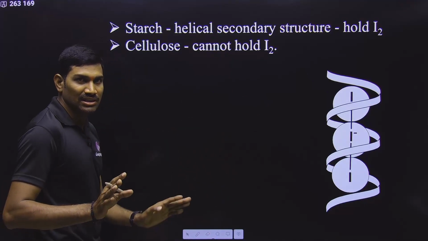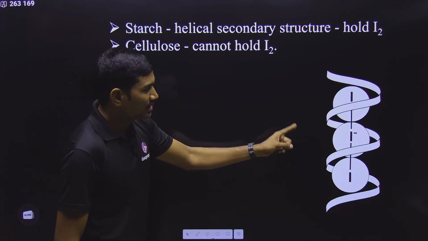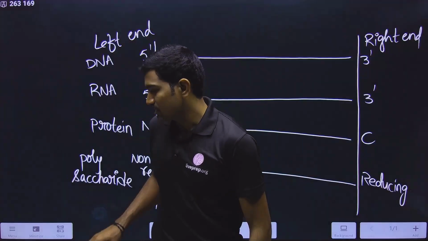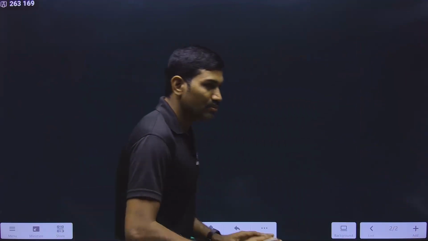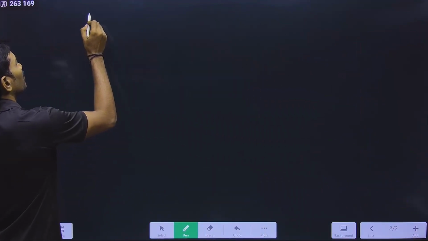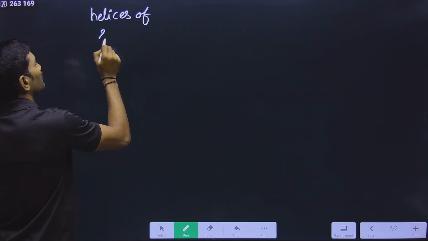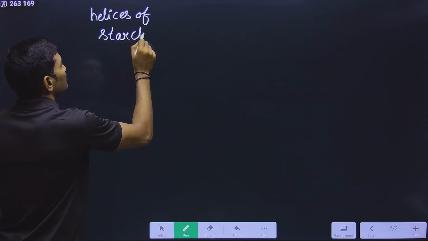So please try to understand this. Clear? Since we are talking about these helical structures, now I will interlink another important information. So what is that important information? Now let us see here. Just now we studied about helical structures, helices of starch.